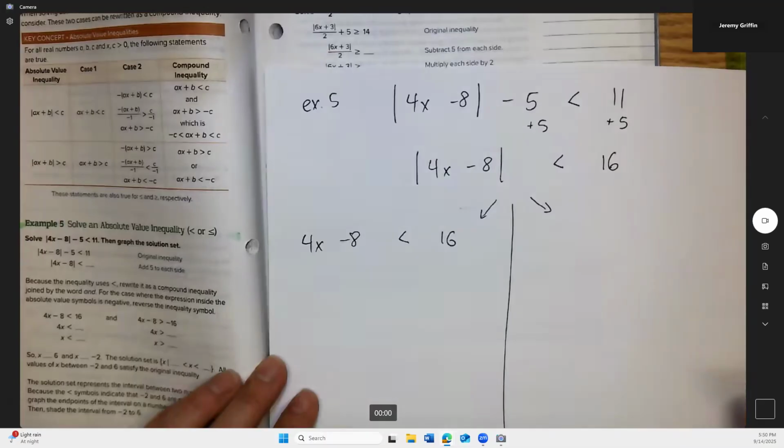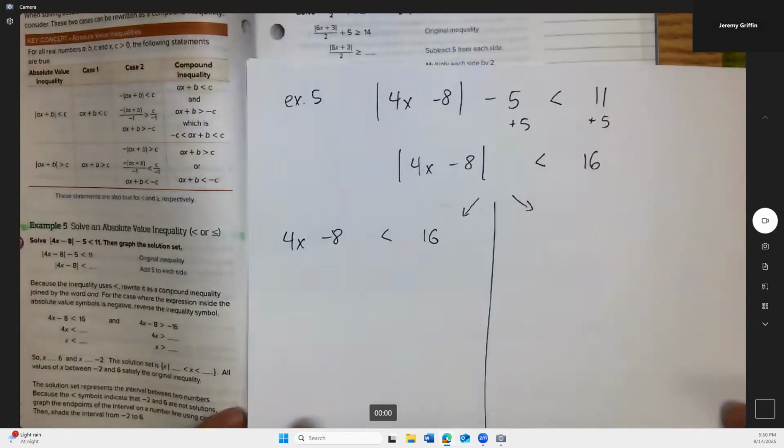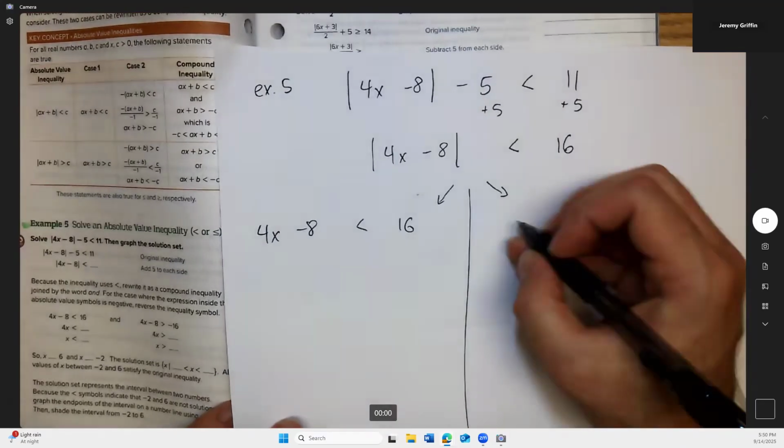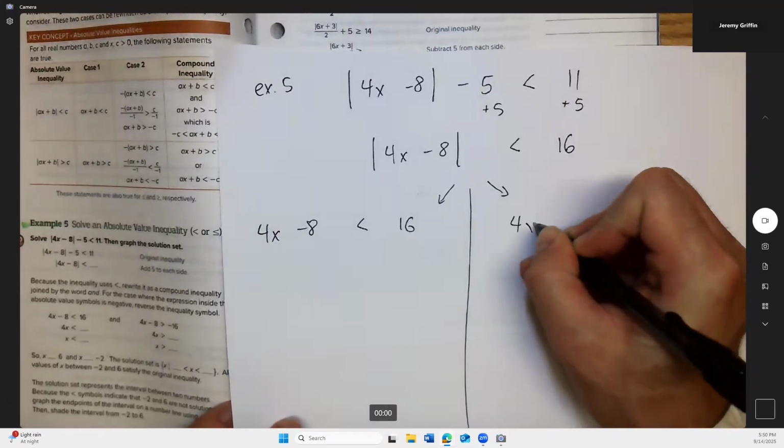Here's where this gets a little tricky. There's one of 2 different ways this is taught. So you can say, take the 4x minus 8.